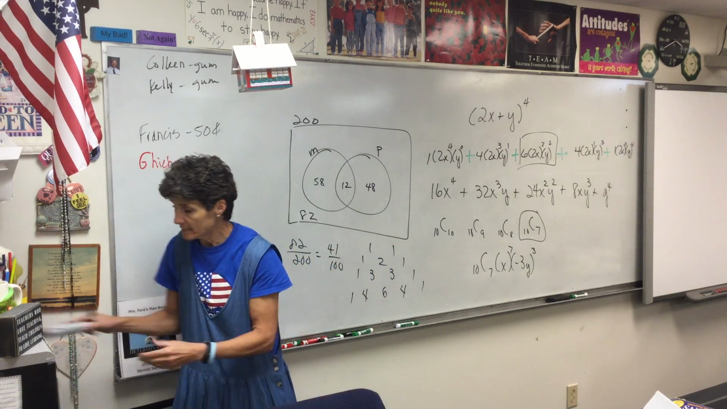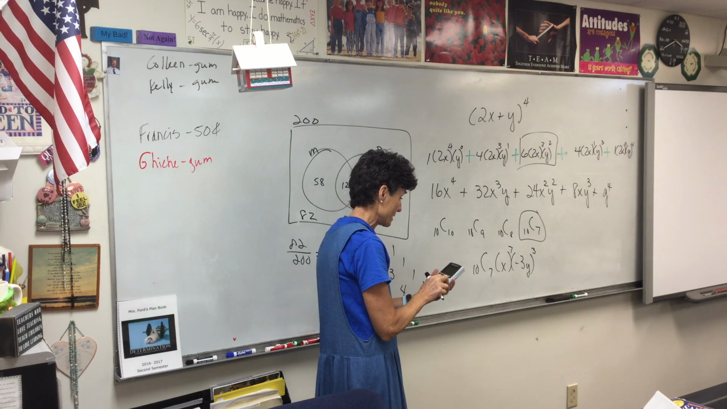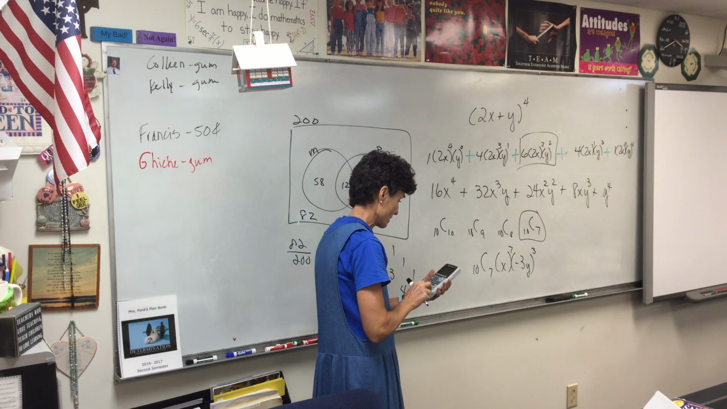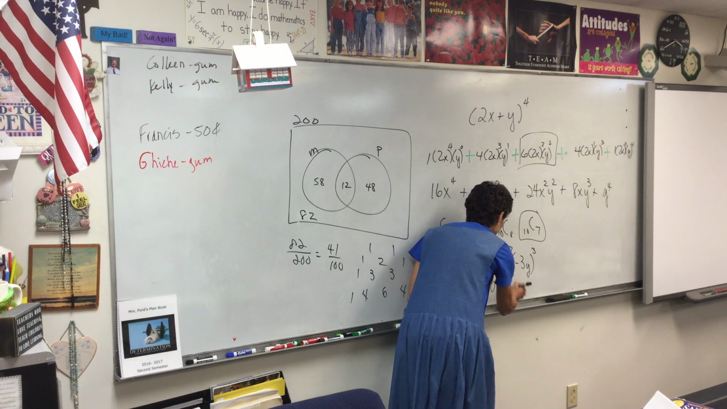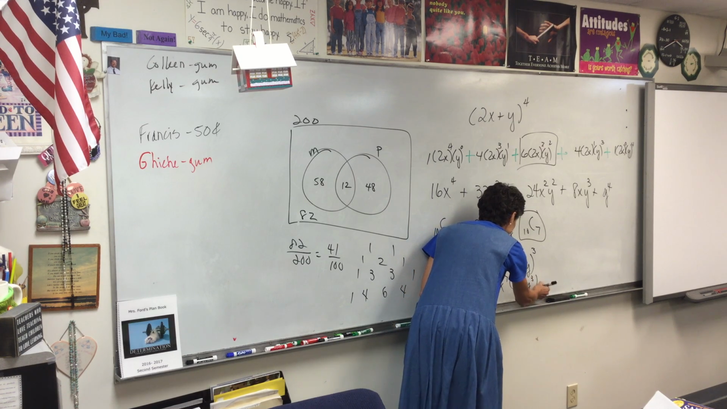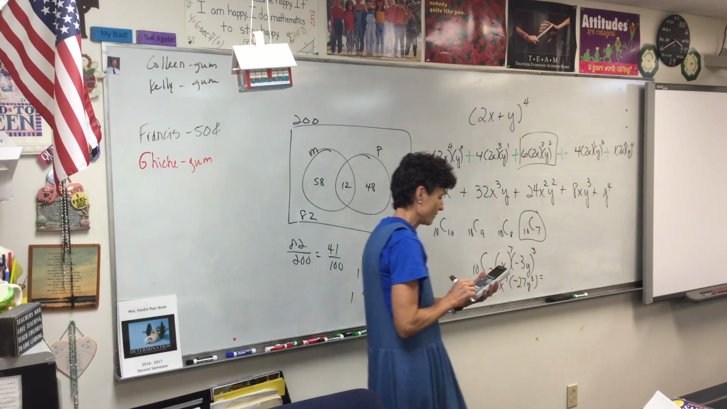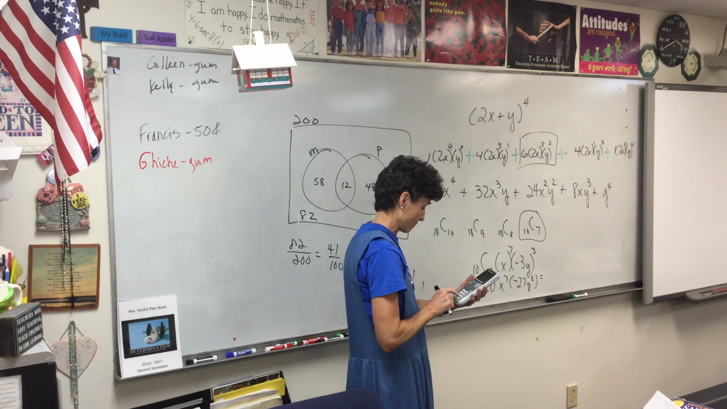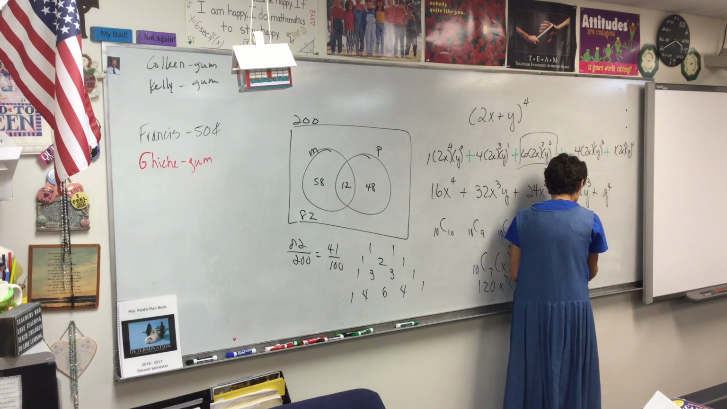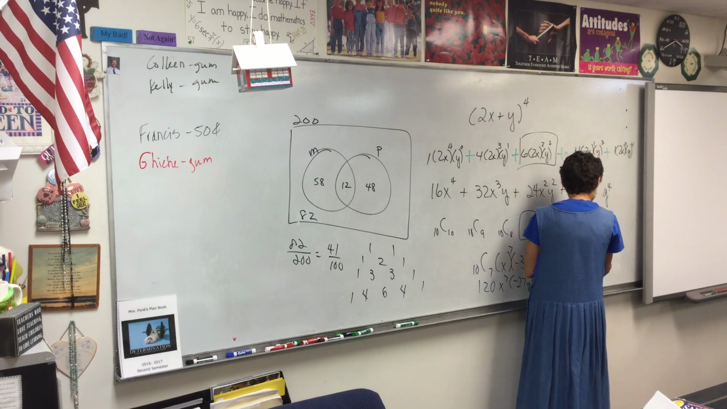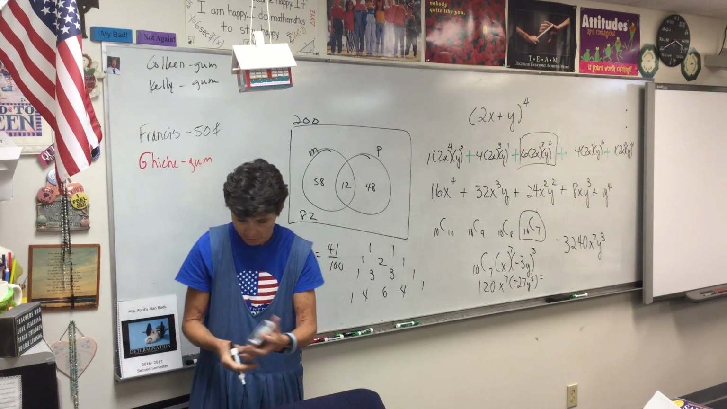Then I need my calculator to figure out what 10C7 is. That's 120. x to the 7th times negative 27y cubed. So I got for my final answer negative 3240x to the 7th y cubed. Does that look okay to everybody? You follow all that?